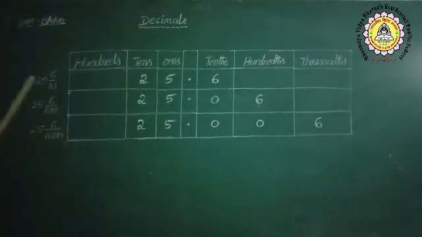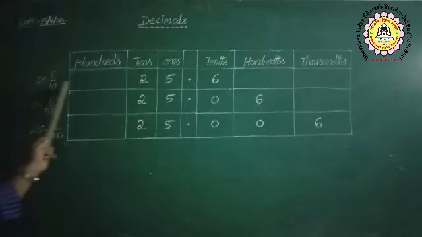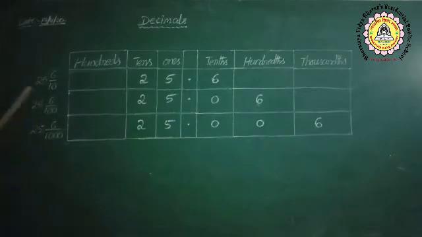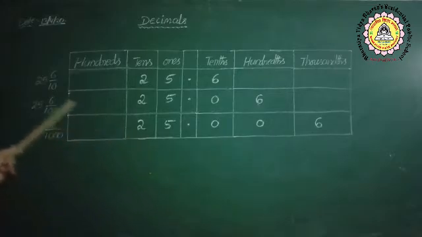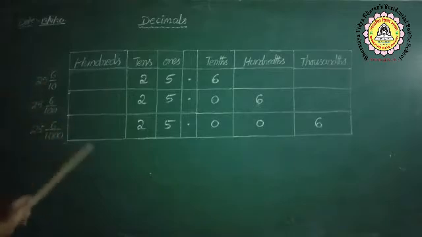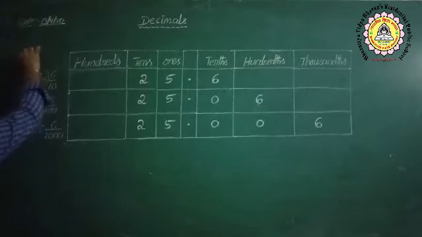Now here we are going to write these fractional parts as decimal numbers. Here I took three fractional parts. First one 25 and 6 by 10. Second one 25 and 6 by 100. And third one is 25 and 6 by 1000. So let's come to the first one, 25 and 6 by 10. Here we see in 25 and 6 by 10, 25 is nothing but a whole number. This is the whole number or whole part.